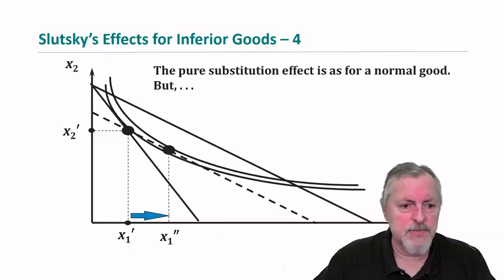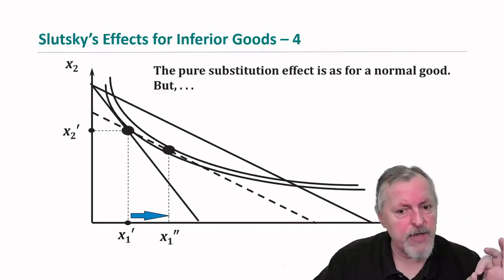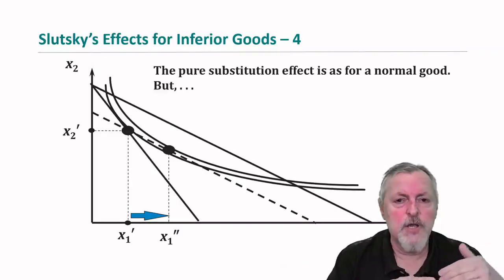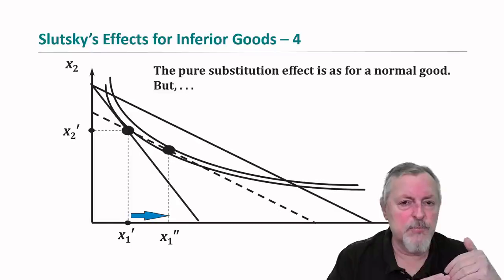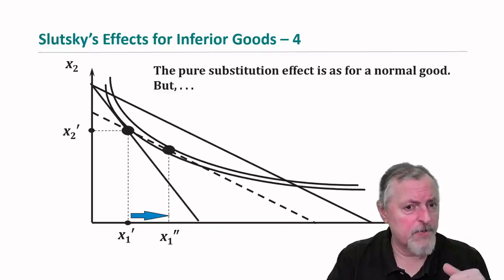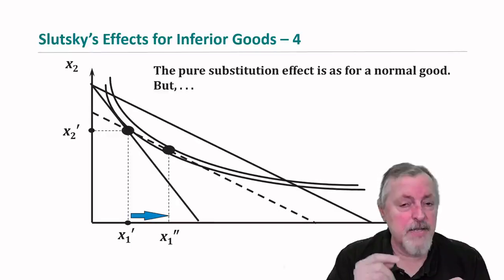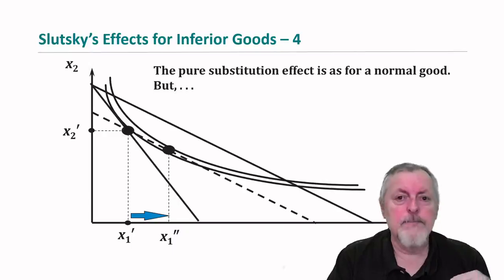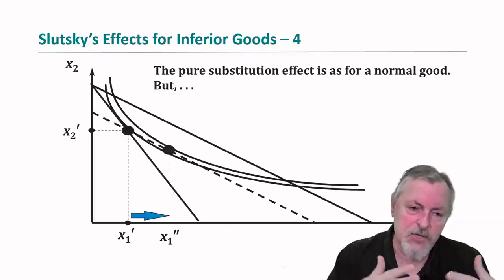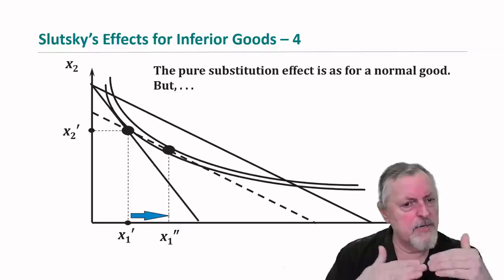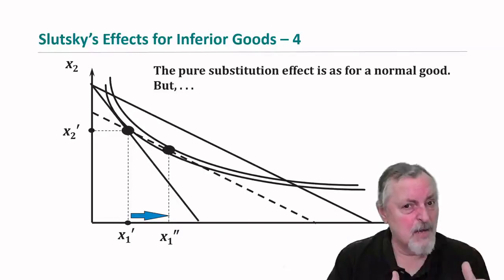Substitution effect is the same. But remember, the substitution effect is about the effect caused only by a change in the price ratio. It's not about your income. And an inferior good, just like a normal good, it's called that because you consume it in different amounts based on your income changing.